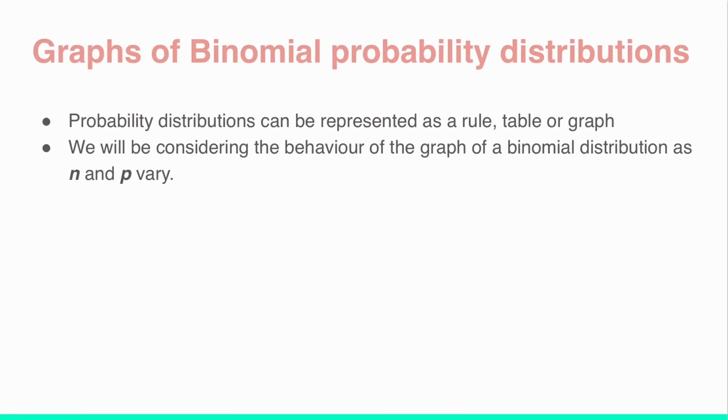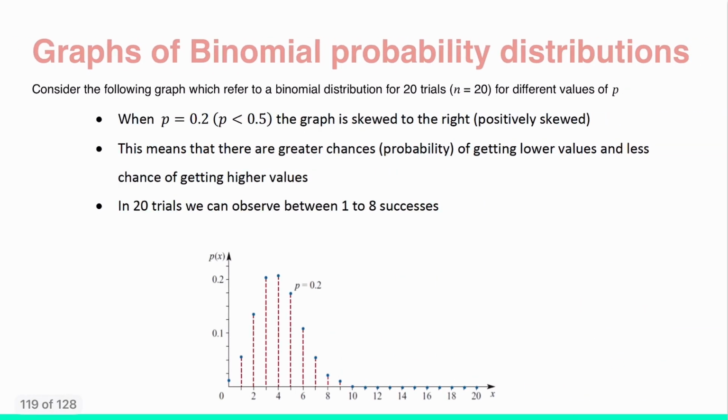Before we get there, we're going to just talk about the graphs of the binomial probability distribution. We have looked at graphs before in terms of probability, and the binomial probability distribution also has a particular type of graph. What we do is we graph X, the number of successes, versus the probability. And we're going to explore how the graph changes based on the number of trials and probability.